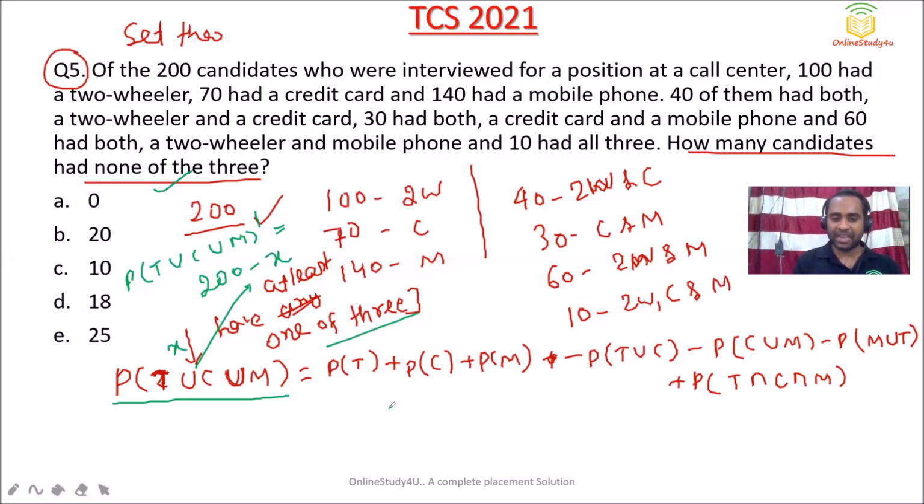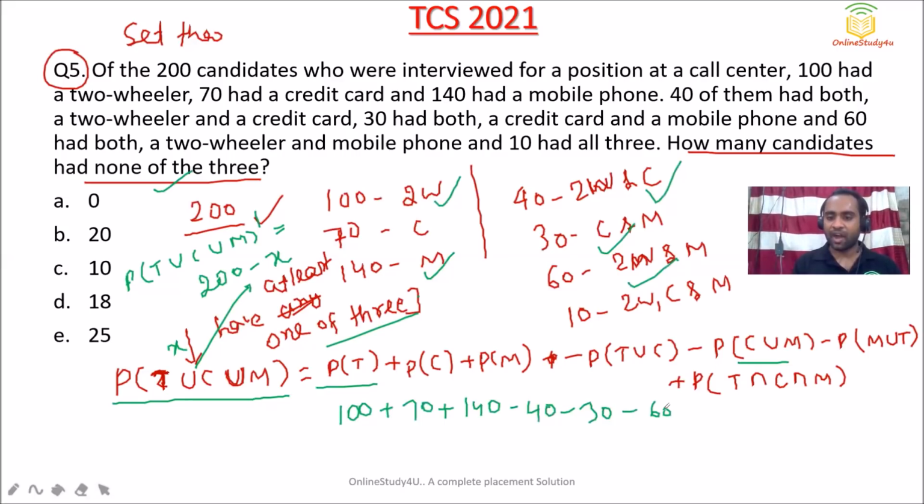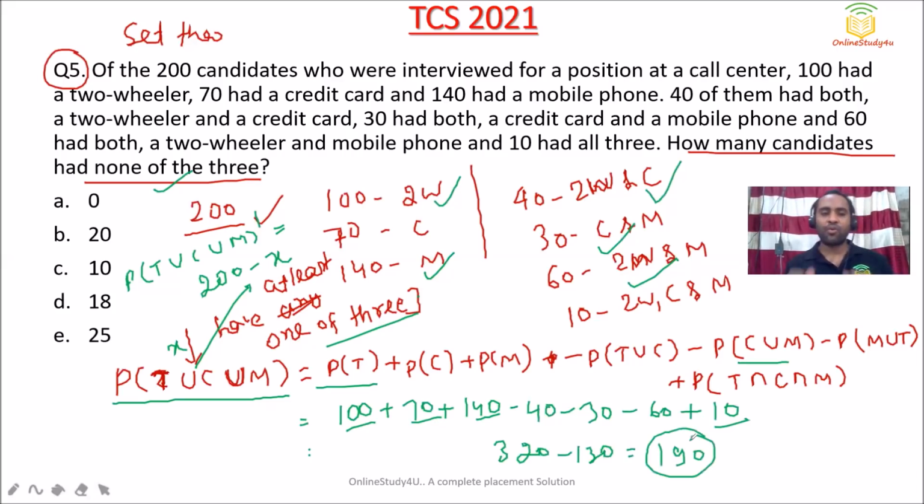Now, how many of them have two-wheelers? 100. Credit card? 70. Mobile? 140. Both two-wheeler and credit card? 40. Credit card and mobile? 30. Mobile and two-wheeler? 60. All three? 10. So this will be 100 and 140, 240, plus 70, 310, plus 10, 320, minus 100 plus 30, 130. So it is nothing but 190. So there are 190 people who have at least one of the three, either credit card or two-wheeler or mobile.